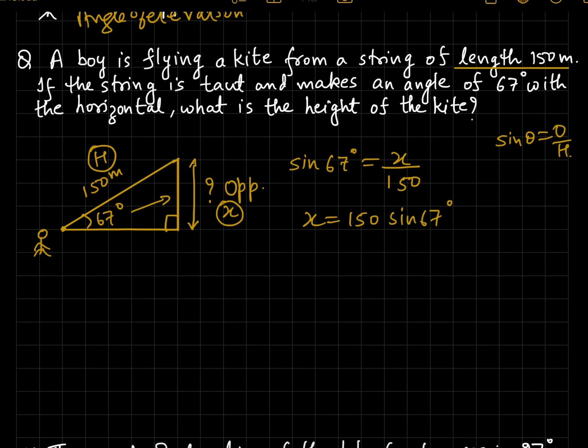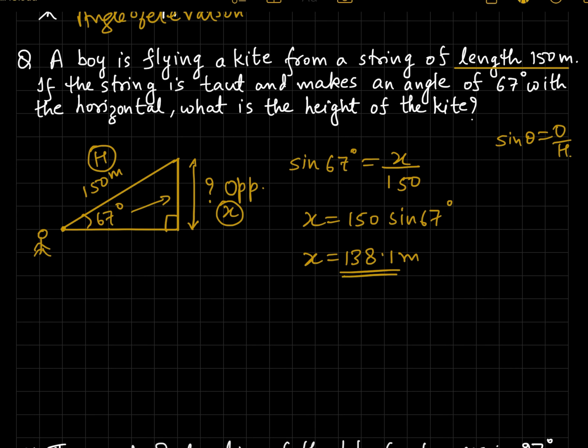Now the task is to use our calculator quickly. 150 times sine of 67 degrees. I'm getting 138.075 something, so I can say the kite is 138.1 meter above the ground. Clear? So this way we will use trigonometry in a simple question like this.